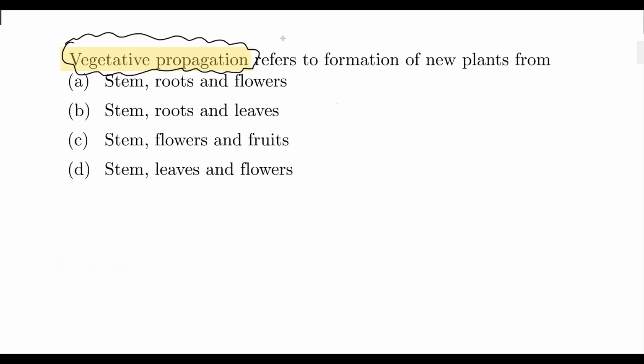So I will say discard the first option here, because there is a flower, there is a fruit, there is a flower, and if there were seeds, then we could have removed that also.